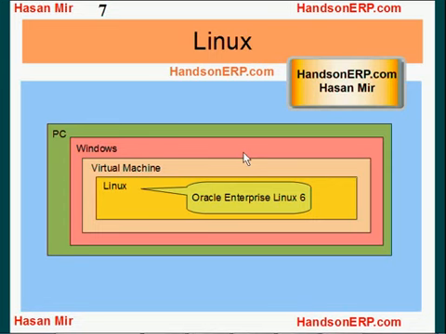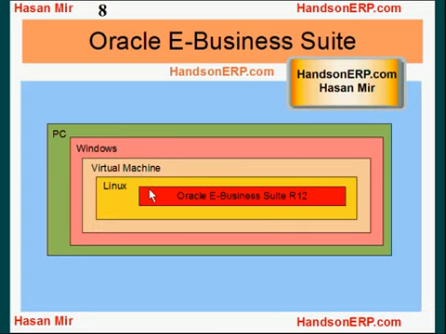Okay, so we have a computer with Windows operating system on that computer. Then we have a virtual machine running on Windows, and on this virtual machine we installed Linux operating system. On this Linux operating system we will install Oracle E-Business Suite. It's going to be a smooth install and we can control our virtual machine easily. We can take snapshots, we can clone it, and we can turn it off, turn it on whenever we want to use Oracle and so on. Okay, so this is the high level strategy that we would be following to install Oracle E-Business Suite.